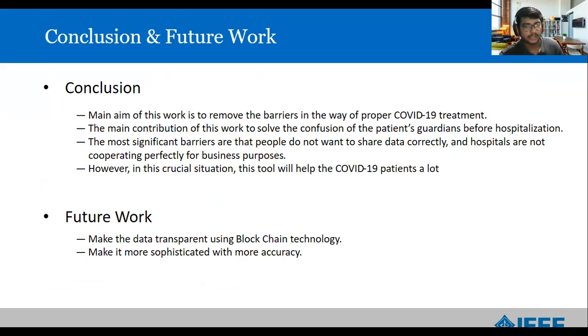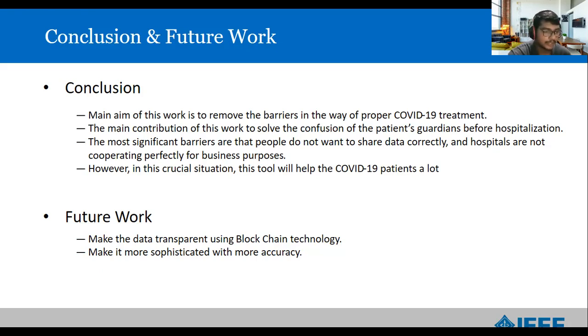Now the conclusion and future work section. In this work, the main aim of this paper is to remove the barrier in the way of proper COVID-19 treatment. Our main contribution is to solve the confusion of the patient's guardians before hospitalization, like whether hospitalization is required for the patient or not, if needed, which hospital is the best, what amount can be spent, recovery days, and other things.